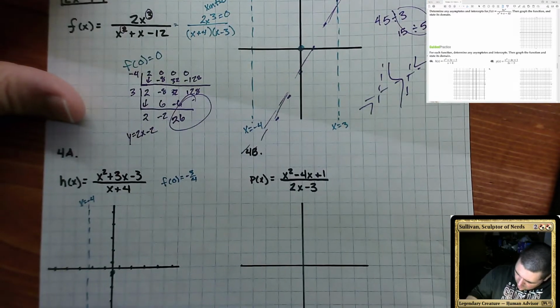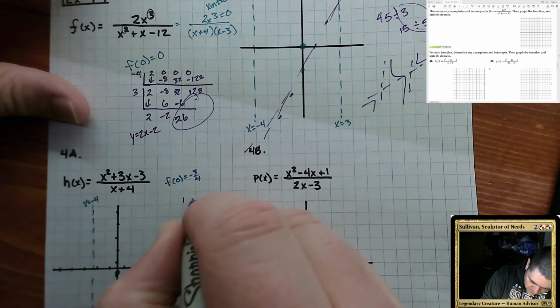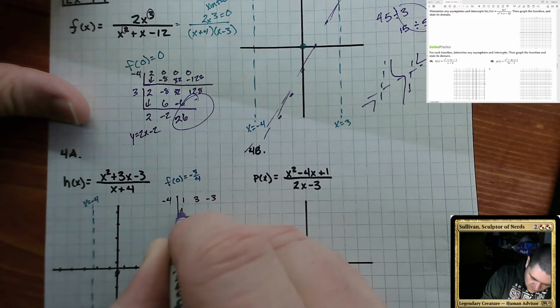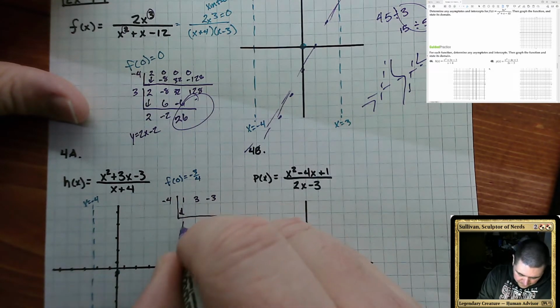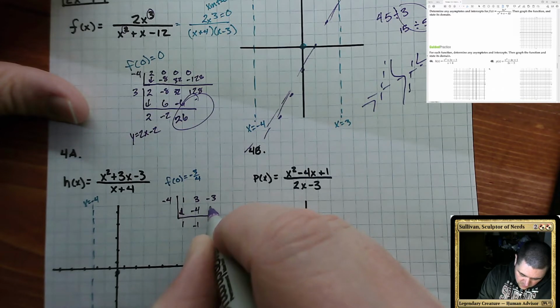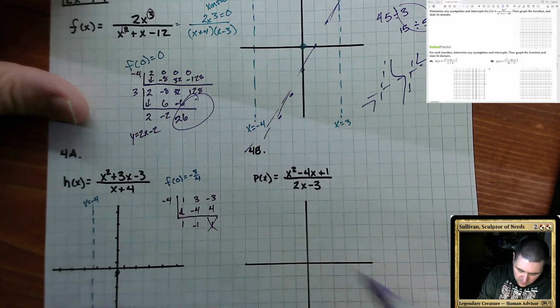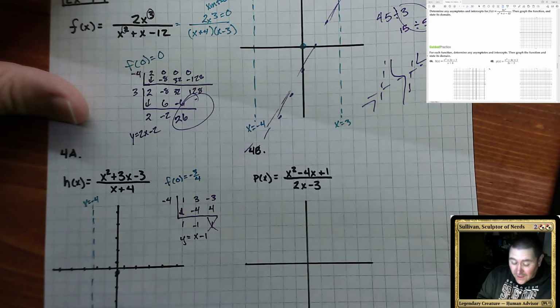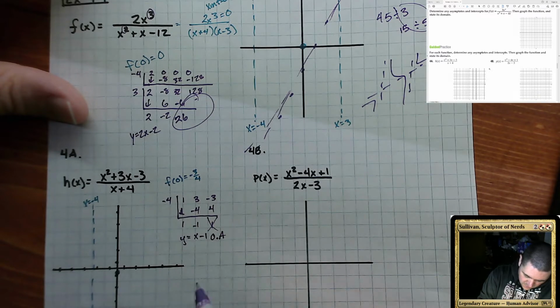And then we're going to do a little bit of division. We got 1, 3, negative 3, negative 4. Do your synthetic, right? Negative 4, negative 1, 4, 1. And again, I don't care about my remainder. I have y equals x minus 1 as an oblique asymptote. So negative 1 is here, slope of 1. Down 1, back 1, down 1, back 1, down 1, back 1, down 1, back 1. Okay.